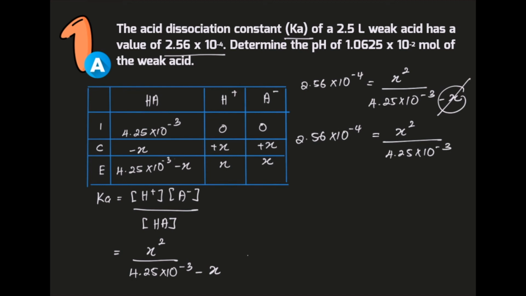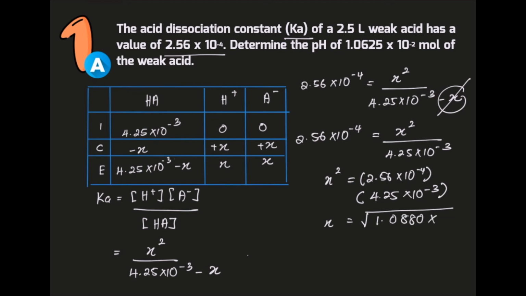Alright, so from there you're going to rearrange this equation, and you shall get your x squared equivalent to 2.56 times 10 to the power of negative 4 times 4.25 times 10 to the power of negative 3, which will bring you to this. x shall be equivalent to the square root of 1.0880 times 10 to the power of negative 6, giving you x equivalent to 1.0431 times 10 to the power of negative 3.